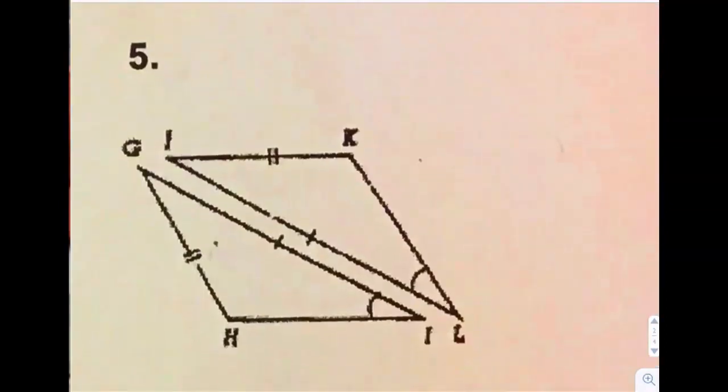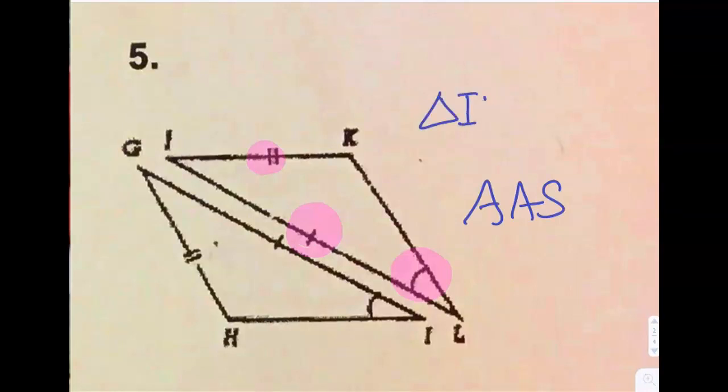So number 5, let's see what I have here. I'm given an angle, and a side. I have to go that way because if I don't go that way and I go this way, I end up skipping 2, this one and that angle. So it's going to be yes by angle, angle, side. What are the triangles? I'm going to say IKL and GHI.